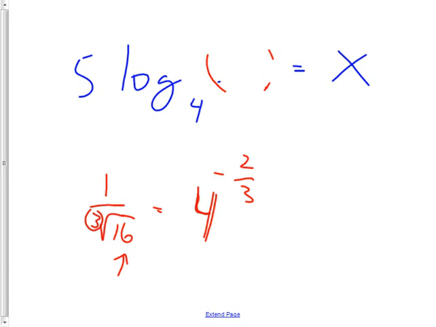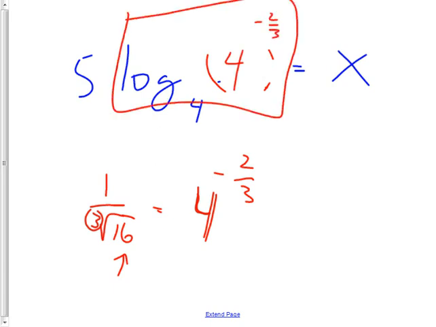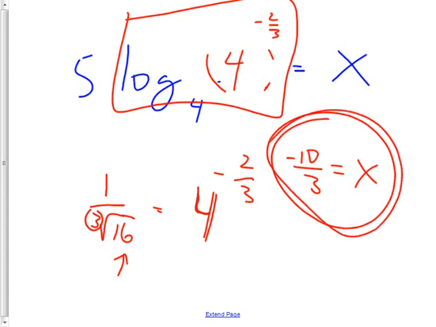So now I've got 4 to the negative 2/3. So then the whole answer to this part right here is negative 2/3. And 5 times that will be negative 10/3. And that's x. So I'm done.